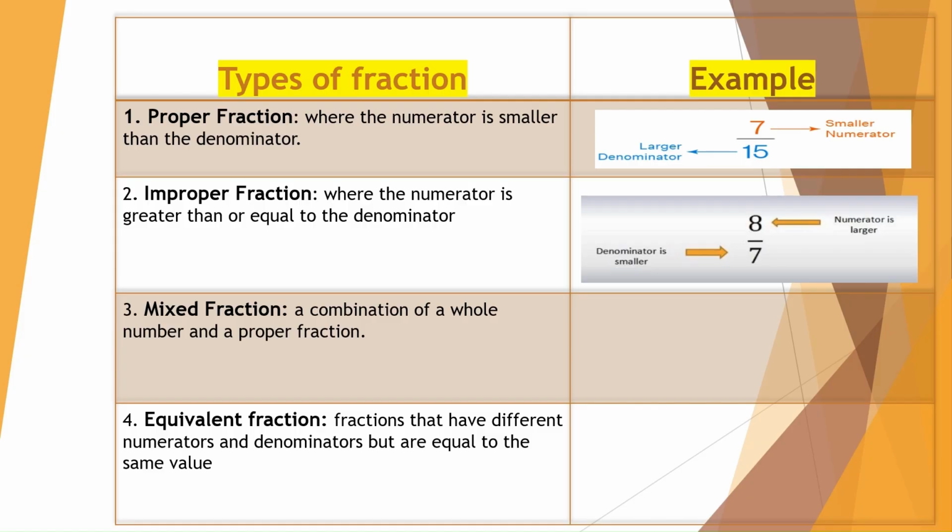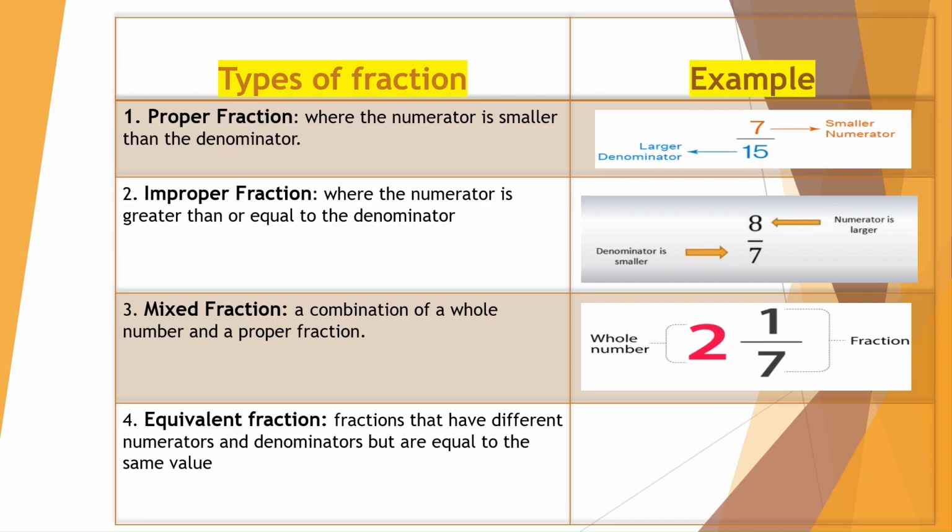Third is mixed fraction. As the name suggests, it is a mix of whole number and proper fraction. Example, 2 1 by 7. 2 is a whole number and 1 by 7 is a proper fraction.